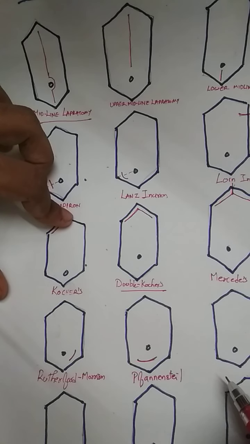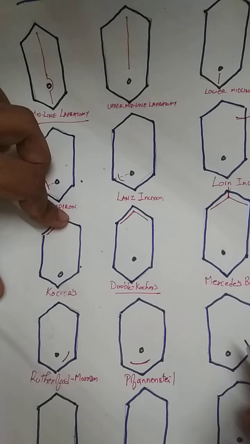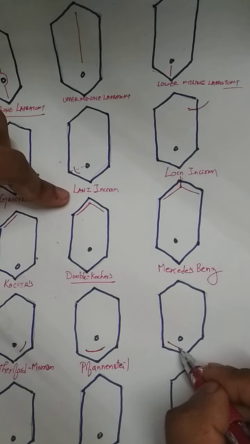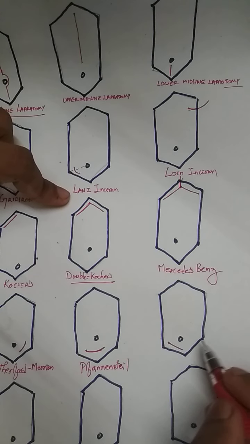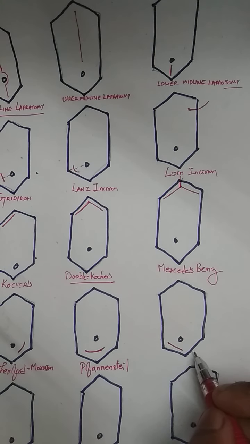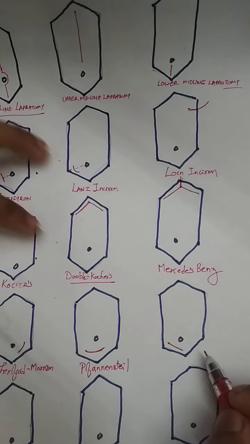The next incision is the hernia repair incision, lying in the inguinal region. The incision for hernia repair is used for surgical treatment of inguinal as well as femoral hernia.